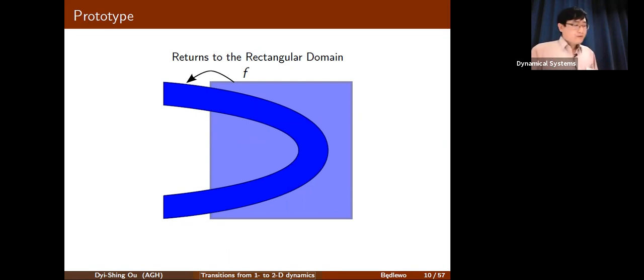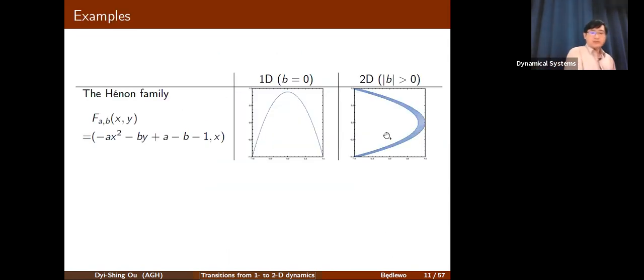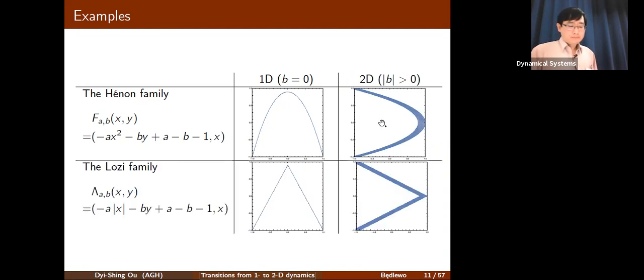And this is inspired by the unfolding of a homoclinic tangency. So there are some typical examples. The first example is the Hénon family, the standard, classical Hénon family. So when B is not equal to zero, this is a Hénon map. However, when B equals zero, the whole behavior degenerates to a one-dimensional unimodal map. And another example is the Lozi family, the piecewise linear version of the Hénon-like map. So when B equals zero, the whole system degenerates to the one-dimensional tent map.